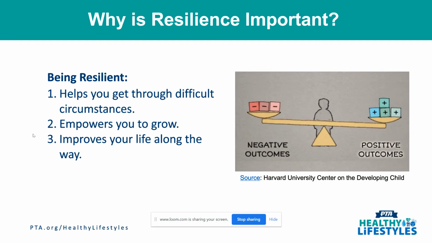Every person at some point in their life will experience challenges, difficult circumstances, or a traumatic event. Becoming more resilient not only helps you get through difficult circumstances, it empowers you to grow and even improve your life along the way. Over time, people's life experiences and the coping skills they have gained help equip them with the tools to address future challenges.